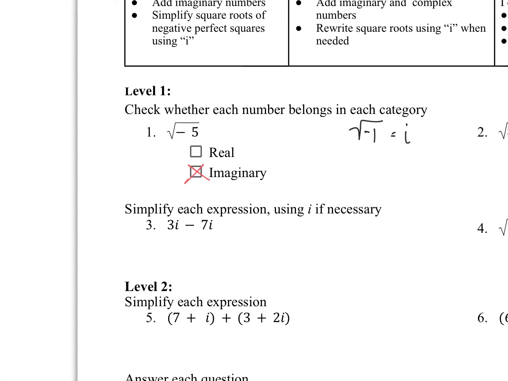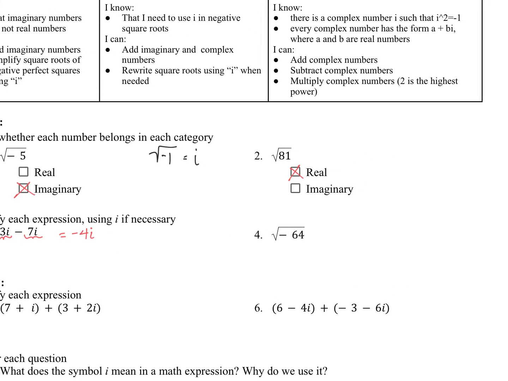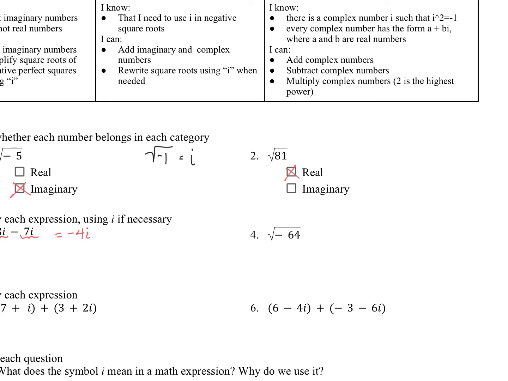Number 3 says simplify this, kind of like combining like terms. I have 3i minus 7i. 3 minus 7 is -4, so I have -4i. Number 4 says the square root of -64. Well, that's the same thing as the square root of -1 times the square root of 64. The square root of -1 is i, and the square root of 64 is 8, so i times 8 is 8i.